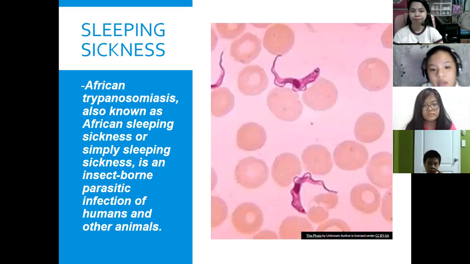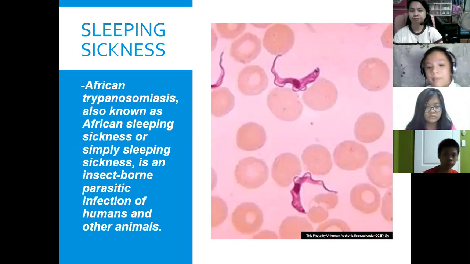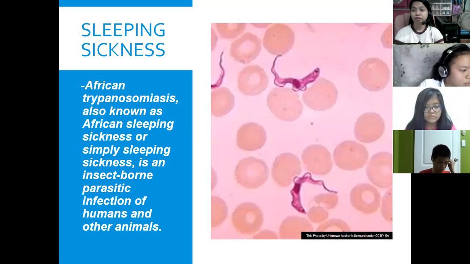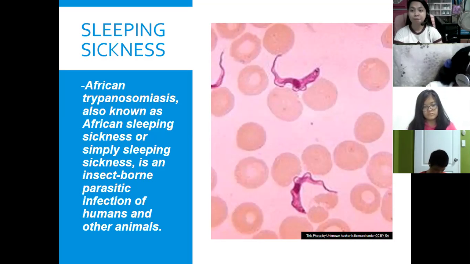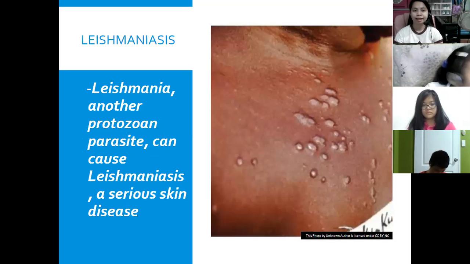Sleeping sickness. African trypanosomiasis, also known as African sleeping sickness or simply sleeping sickness, is an insect-borne parasitic infection of humans and other animals. So it is also known as African sleeping sickness, or trypanosomiasis. It is caused by the protist called trypanosoma. Next.